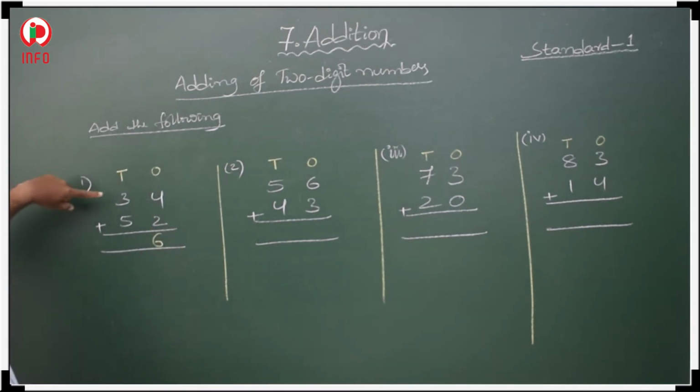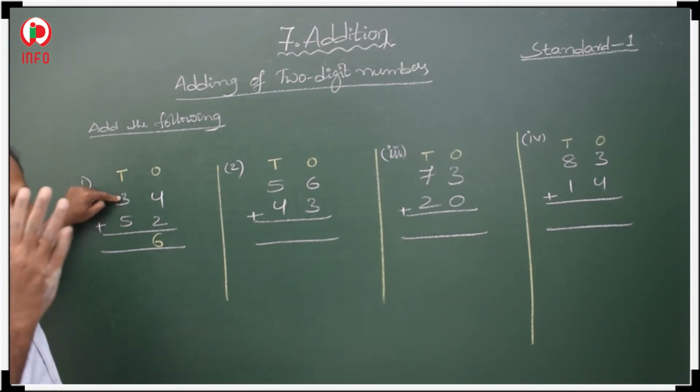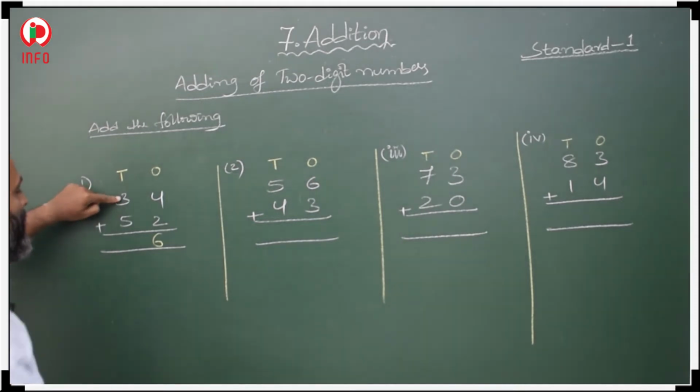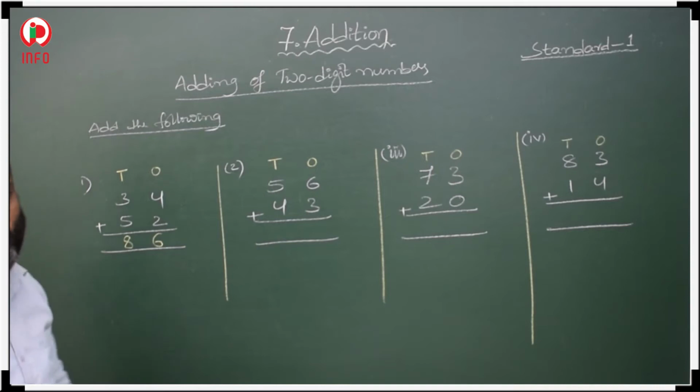Then after that, tens place. Now you keep your finger on 3. So, what is there? The next below that 5 is there. It means after 3 we have to count 5 numbers. 3, 4, 5, 6, 7, 8. How many? 8. That you have to write below the tens place.